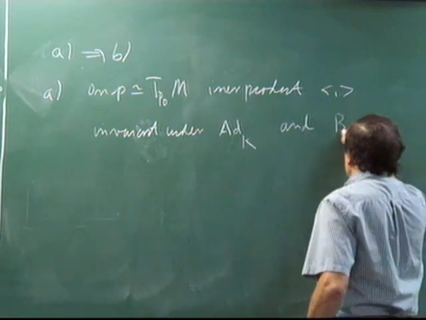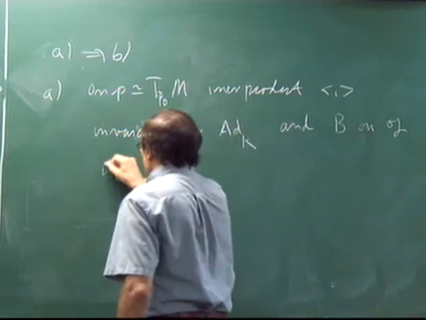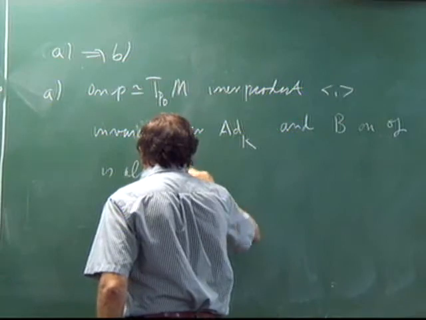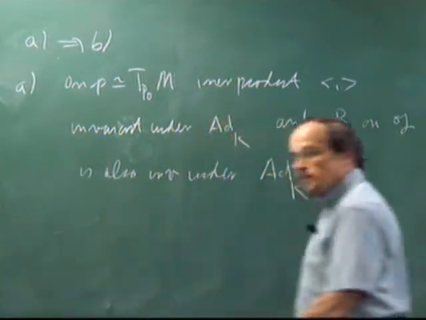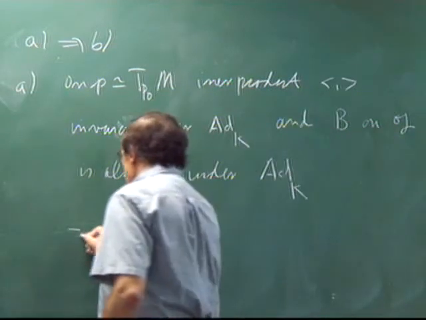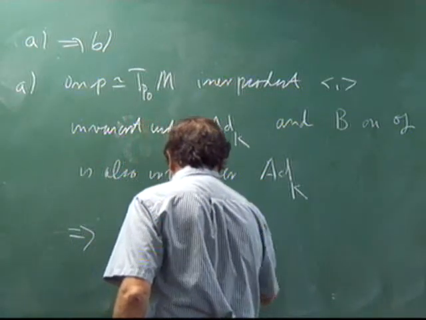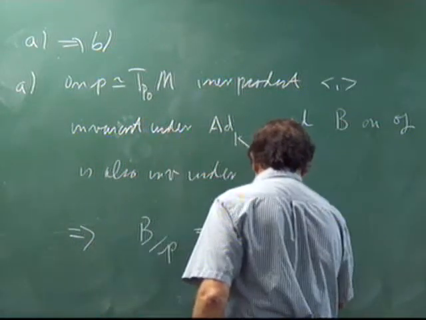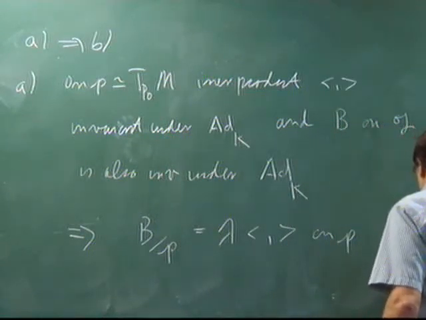And B on the whole Lie algebra G is also invariant under Ad K, because these are inner automorphisms even on the Lie algebra G. Automorphisms preserve the Killing form, so inner ones preserve the Killing form. So that implies now, by what we call Schur's lemma, that one is a multiple of the other. So B restricted to P is equal to lambda times the metric on P, where lambda is some constant.